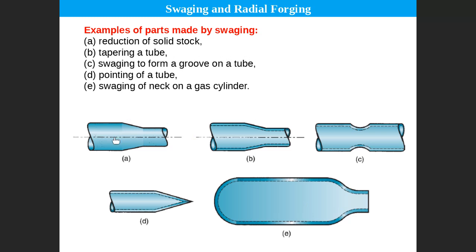Reduce the cross section, as you can see here. Here, tapering the tube also. This is the tube actually. Tube means hollow cross section. This is a solid section. This is the hollow. So what will happen if you try to hammer the hollow cross section? You destroy the internal surface. Yes, I agree with you.